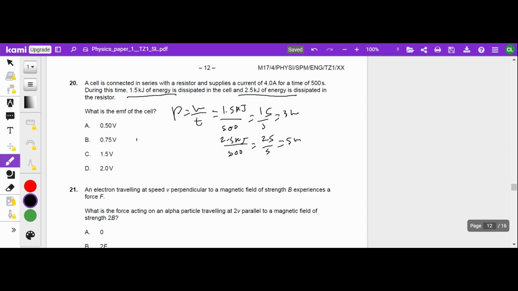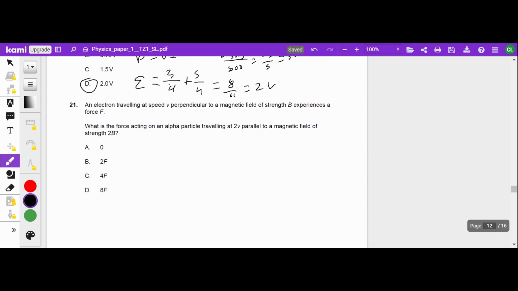And then since power equals voltage times current, and that voltage is conserved, then the EMF is going to be equal to 3 watts over 4 amps plus 5 watts over 4 amps, which is 8 over 4, which is 2 volts. So the answer is D.